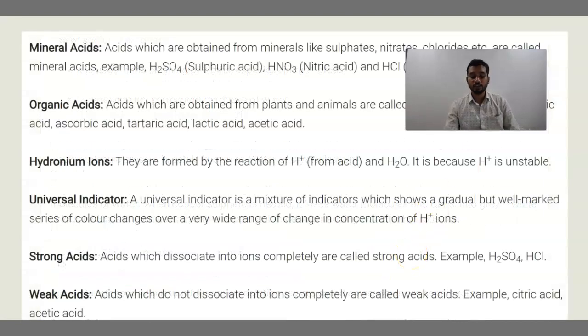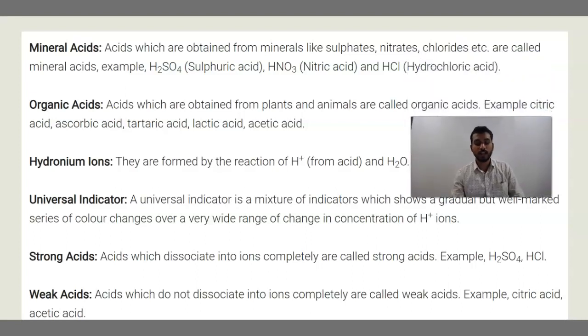Mineral acids, just a small highlight. Acids which are obtained from minerals like from the earth crust, like sulfates, nitrates, chlorates, etc. are called mineral acids. Example, sulfuric acid, nitric acid, hydrochloric acid. Organic acids are obtained from plants and animals. And hydronium ions, that is H plus ions, we call them hydronium ions also. They are formed in the reaction of H plus from acid and water. It is because H plus is unstable in nature.